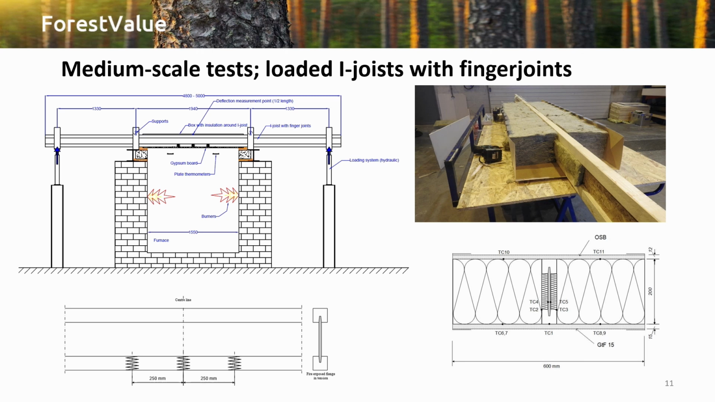So for the first medium scale tests, we did loaded I-joists with the finger joints in the lower flange. And to the right, you can see that we are building the I-joist inside a box. And to the bottom right here, you can see a cross section of that with the gypsum board at the bottom. This was the exposed side. You can also see the position of the finger joints in the lower flange and the test setup.